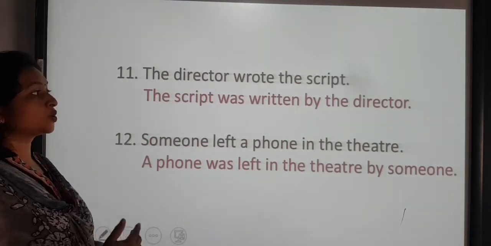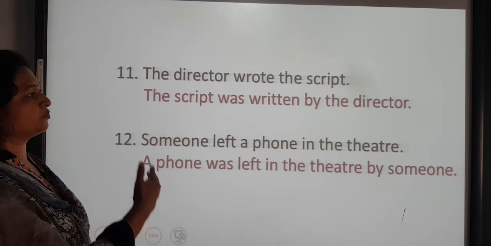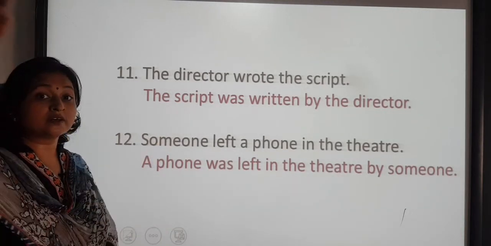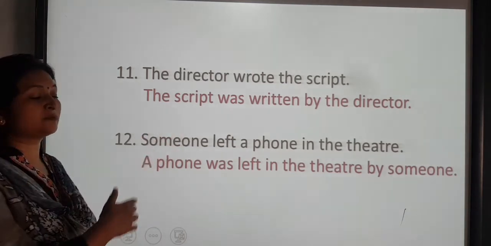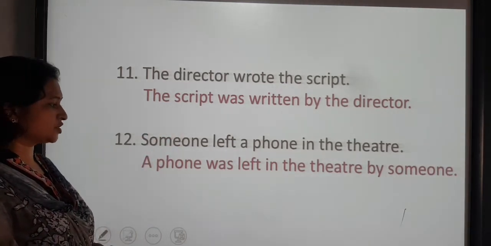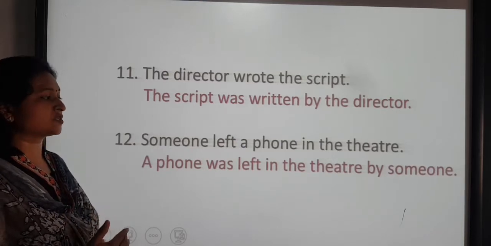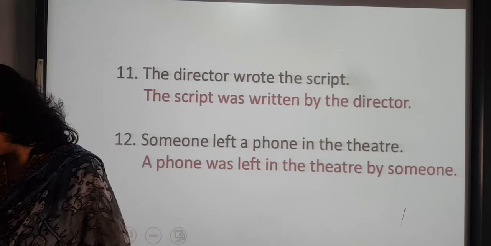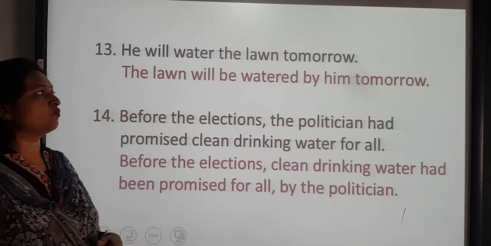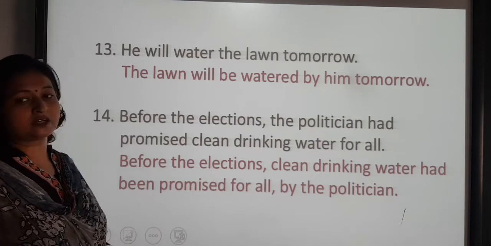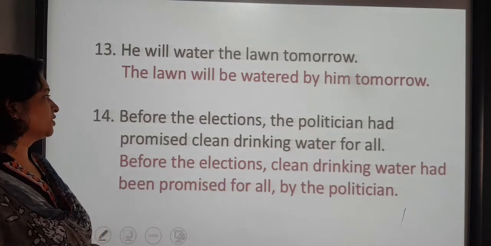The director wrote the script. So the script was written by the director. Write, wrote, written. So the last column becomes written. Someone left a phone in the theatre. A phone was left in the theatre by someone. He will water the lawn tomorrow. The lawn will be watered by him tomorrow.